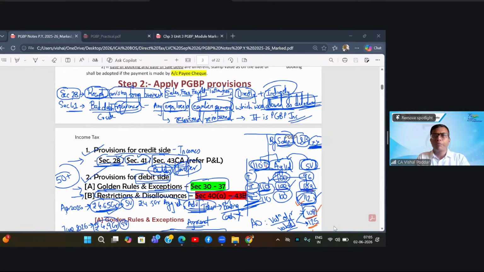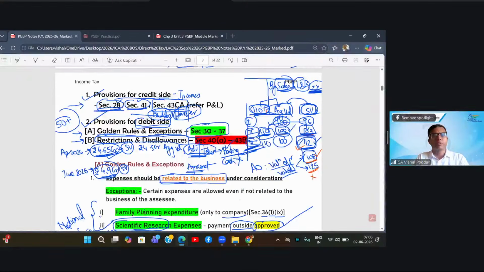So students, now we start revising the provisions which we already studied. Rather, some of this have been done twice in both the lectures. So we proceed again. And today we go to the next part of PGBP, which is the most interesting and slightly tricky and critical part. So in step 2, while applying PGBP provisions, you have to check the credit side and debit side provisions both.